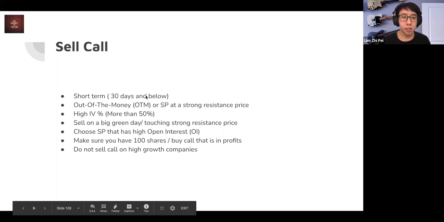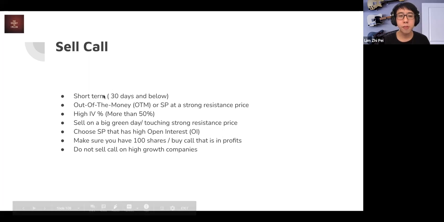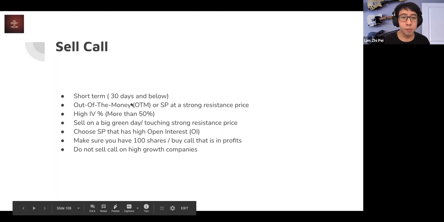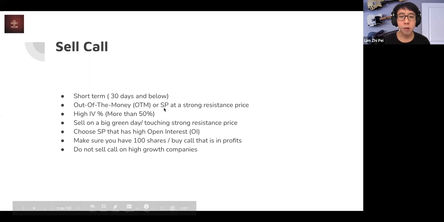So for sell call, same thing. You want to sell short term because you are collecting premium and you want the options contract to expire much quicker. So similarly, you also sell out of the money or at a strike price that is a strong resistance price. And same, you want to sell a high IV contract. You sell on a big green day. This is opposite to selling put. So you want to sell a call on a big green day, and if the price is touching a strong resistance price.